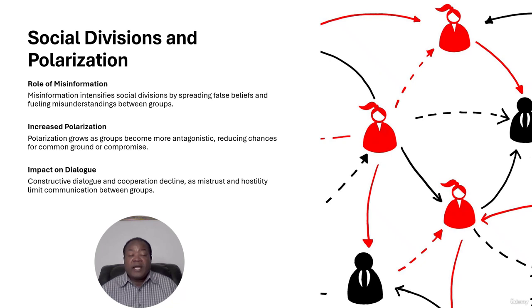Social divisions and polarization. Misinformation exacerbates social divisions by fostering antagonism between groups, increasing polarization, and reducing opportunities for constructive dialogue and compromise.